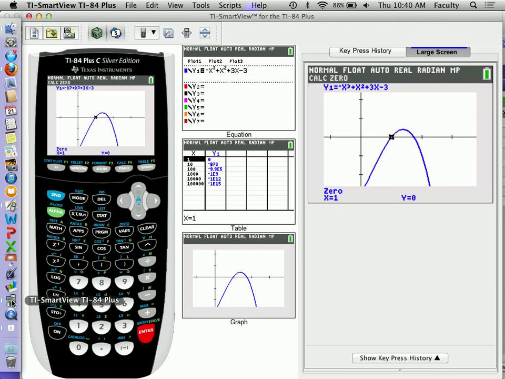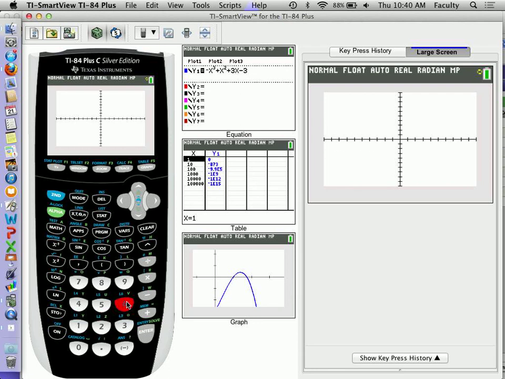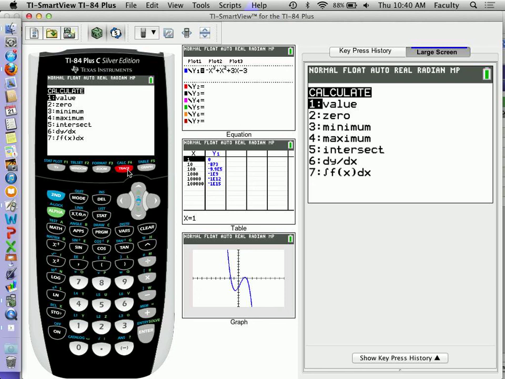Now I have a problem because I can't see the whole graph. So all you do is zoom 6. Put it back on the standard window, okay? Not a problem. Now we need to find what's referred to as the local minimum and the local maximum. That just means where there's a valley and a hill, okay? A valley and a hill. So we're going to go second trace, and let's go get the minimum.